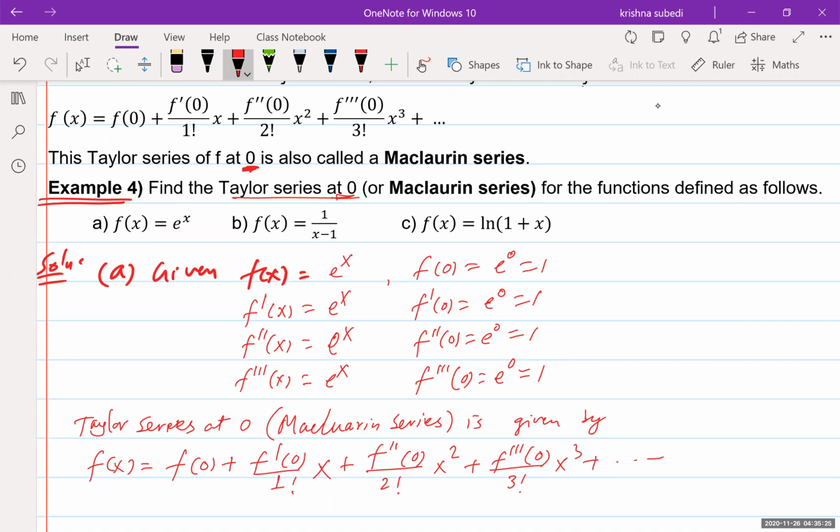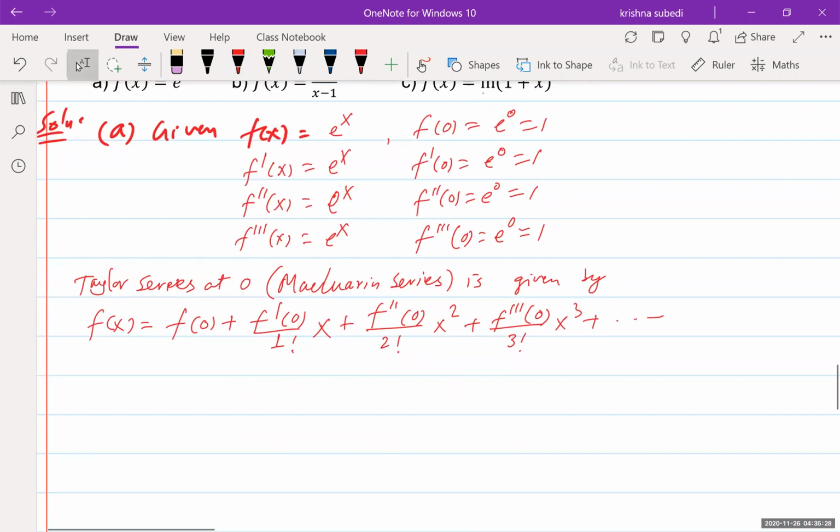It's kind of a repetition of what we did earlier, guys, okay? So let us substitute the values. So f of x is e to the x. f of 0, we already know the value, which is 1, plus f prime of 0 is 1 over factorial 1 times x. So that's going to give me x over factorial 1. And if I substitute those values, I'm going to get x squared over factorial 2 and x cubed over factorial 3. And it is a series, so I just write dot dot dot, okay?